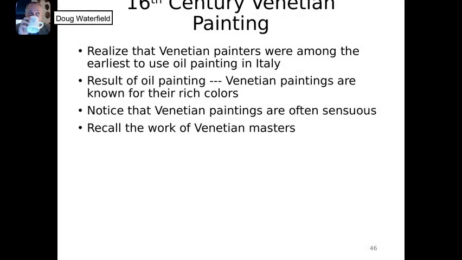Now we're going to look at some examples of 16th century Venetian painting, and we'll see some of the influences of our High Renaissance friends that we've just seen, as well as some of the unique characteristics of Venice itself that appear in these works. And we'll examine some of the more influential painters like Bellini and Giorgione, and of course, Titian.